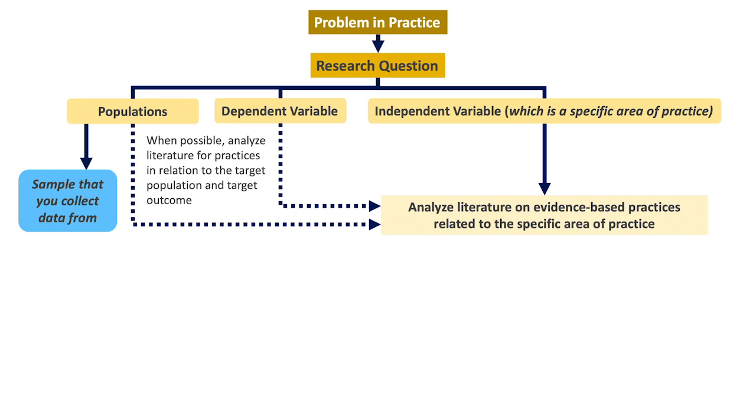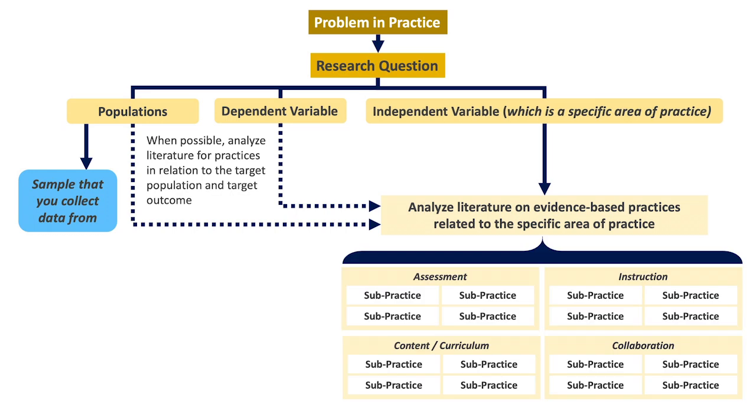But what we're doing by looking for those evidence-based practices within the literature that relate to your independent variable is breaking them out into domains and finding all the sub-practices. And really what we're doing here is building out a profile of the independent variable. We're going to operationalize the independent variable. So all of the characteristics that go into that specific area of practice, we're going to identify those practices, those sub-practices within the literature.